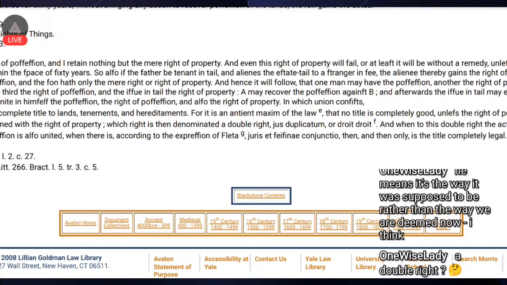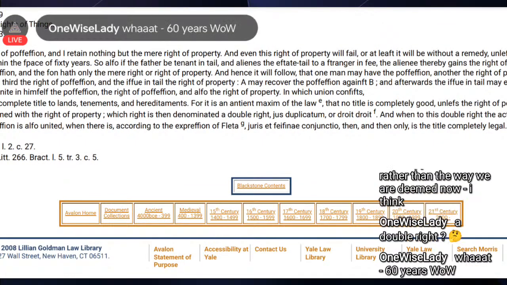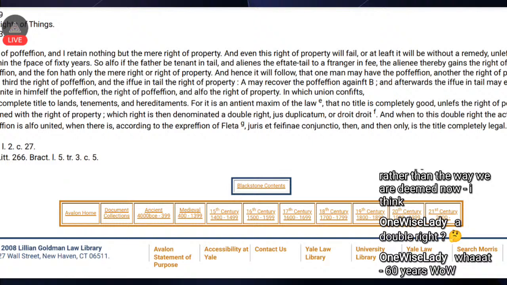A may recover the possession against B, and afterwards the issue in tail may evict A and unite in himself the possession, the right of possession, and also the right of property, in which union consists a complete title to lands, tenements, and hereditaments. For it is an ancient maxim of the law that no title is completely good unless the right of possession be joined with the right of property, which right is then denominated a double right, jus duplicatum, or droit.